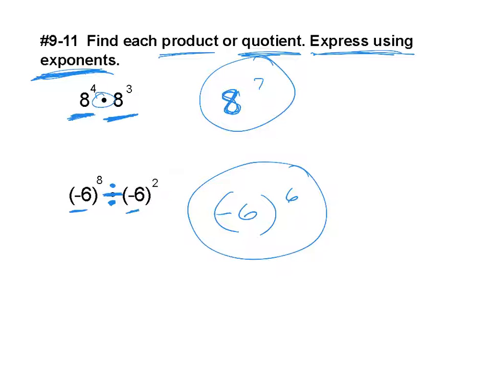Okay, so if you're multiplying 2 bases with different powers, as long as the bases are the same, you add the powers. And when you're dividing 2 bases that are the same with powers, you subtract the powers. Remember those rules? Go ahead and do numbers 9 and 11 when those rules are fresh in your mind right now.